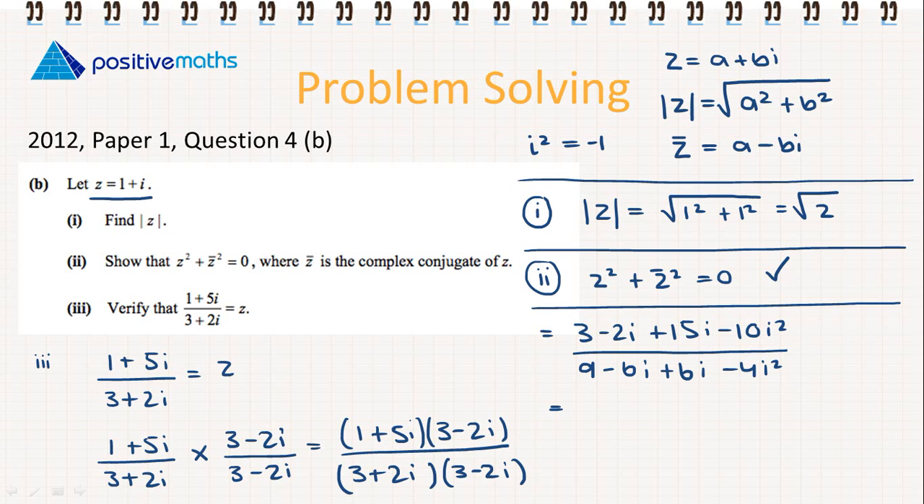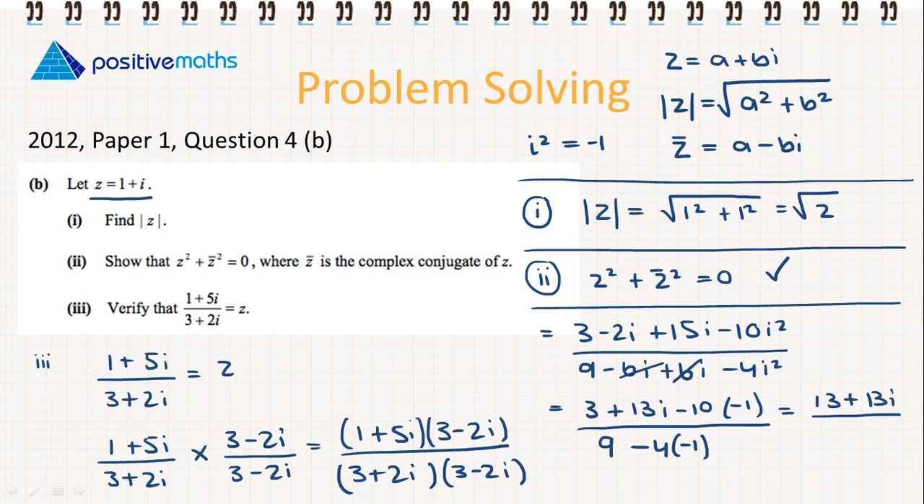So again, we'll just continue to simplify. What we want to note is that we have i squared, so we need to change that to minus 1. So we're going to get 3 minus 2i plus 15i, which gives us plus 13i. And now we have minus 10 multiplied by minus 1. So 9 minus 6i plus 6i, so they're just going to cancel. So we have 9 minus 4 multiplied by minus 1. So this is going to give us 3 plus 10, which is 13, plus 13i. And on the bottom, it's going to be 9 plus 4, which will give us 13, which does simplify to be 1 plus 1i. So we have shown that (1 plus 5i) over (3 plus 2i) simplifies to be 1 plus 1i.